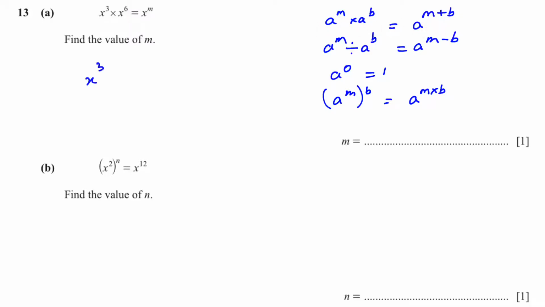X to the power of 3 plus 6 is equal to x to the power of m. Because the base is same, they get cancelled. So what are we left with? 3 plus 6, 9, is equal to m.